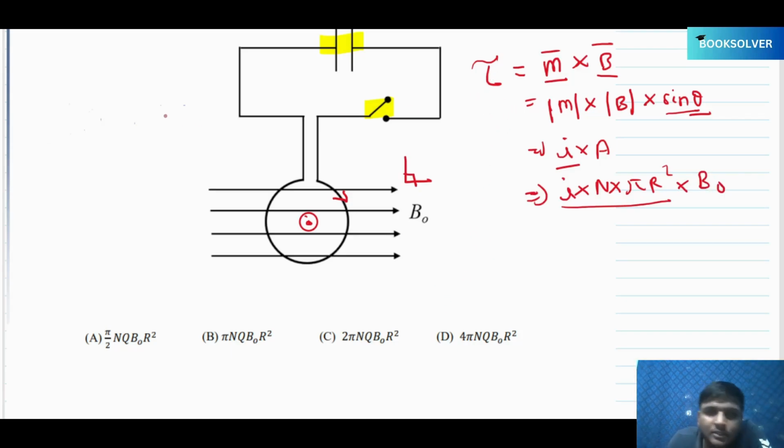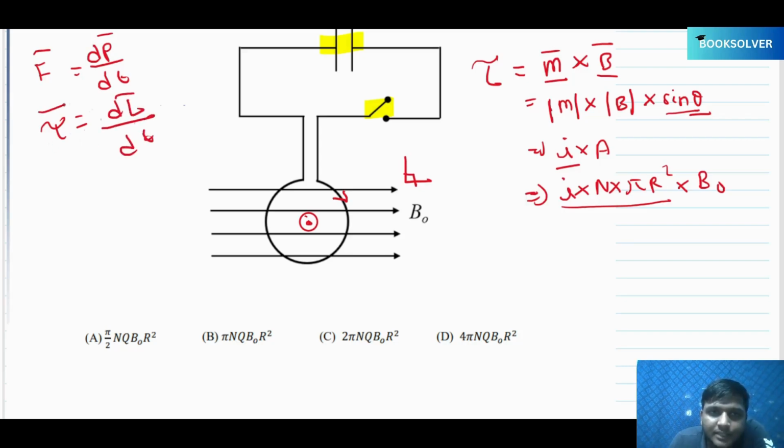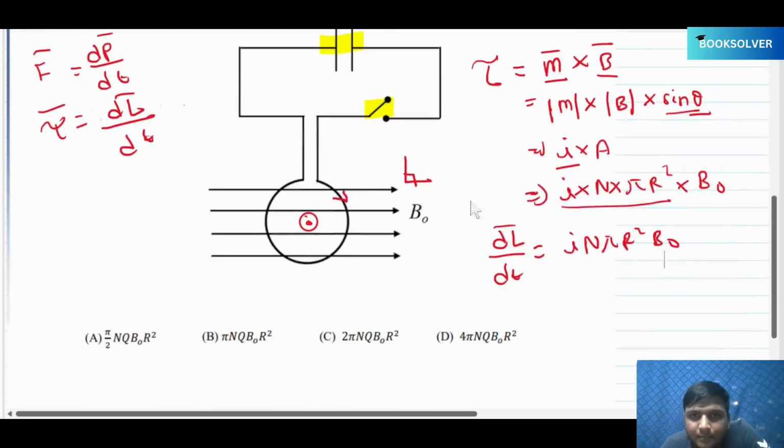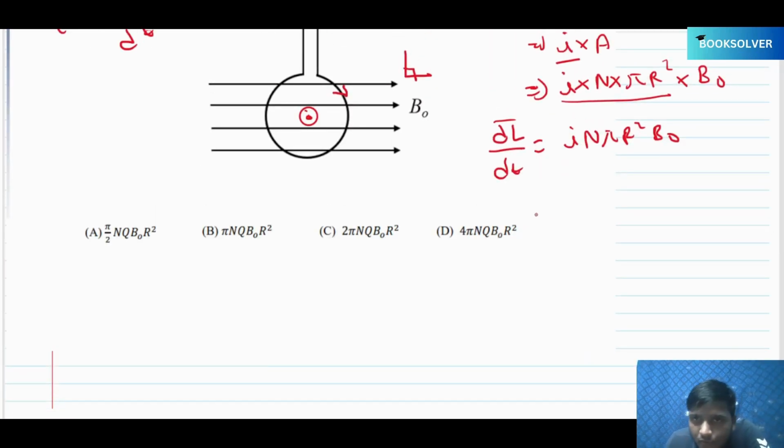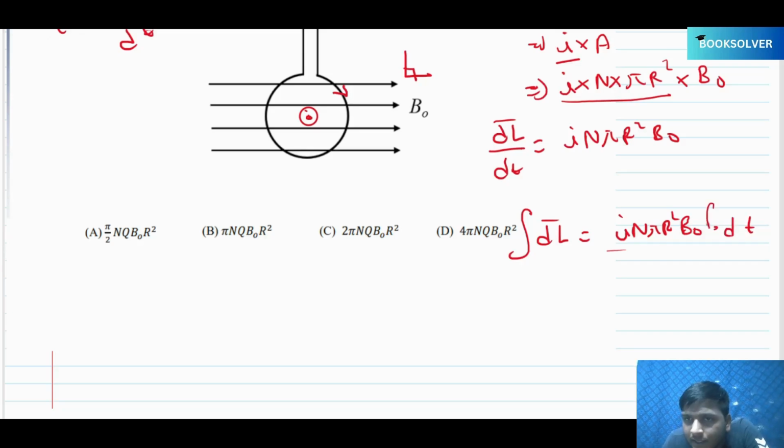Now, torque is something equivalent to force here. Like we write, force is nothing but change in momentum with respect to time, or dp by dt is equal to force. Similarly, torque is nothing but the change in angular momentum, or dL by dt is equal to torque. So we can write dL by dt is equal to I n pi r square B naught. If we integrate both sides, because we have been asked about the angular momentum at that time, we get the integration of dL is equal to I n pi r square B naught, all of them constant, dt. Okay, so it is something like that.